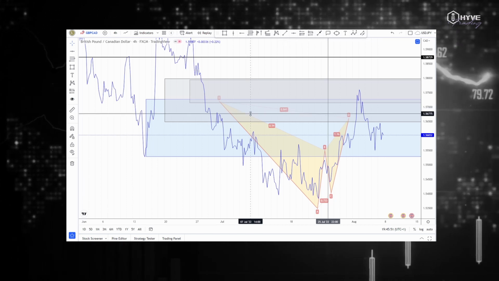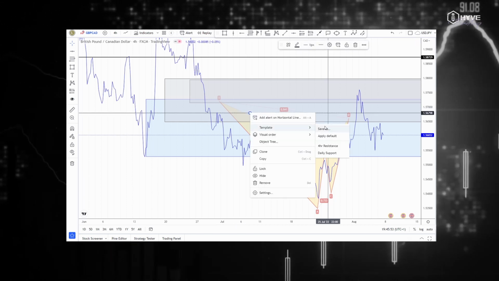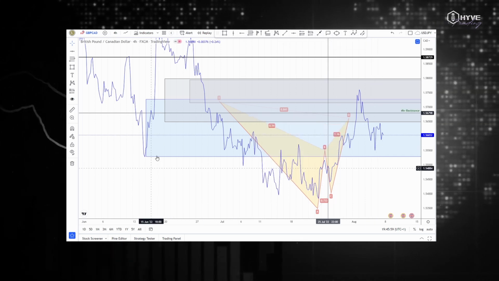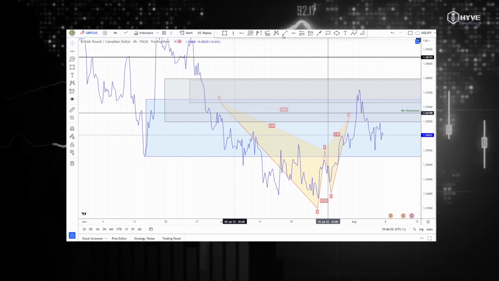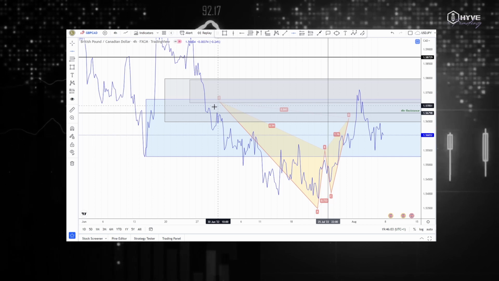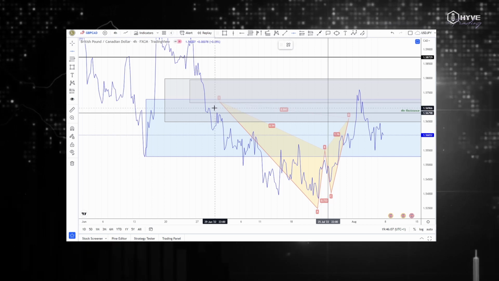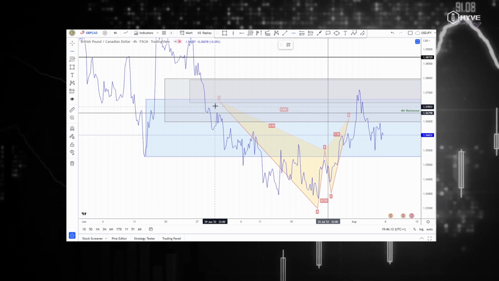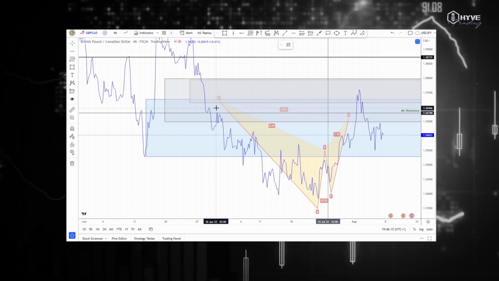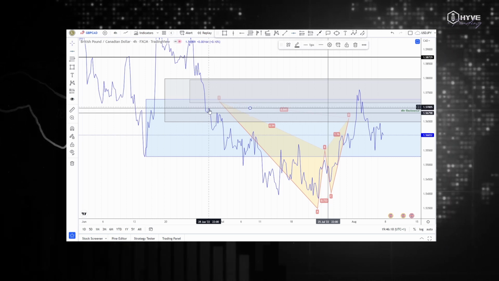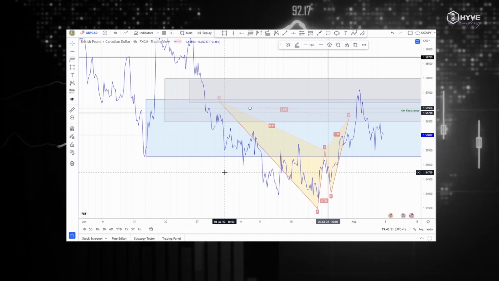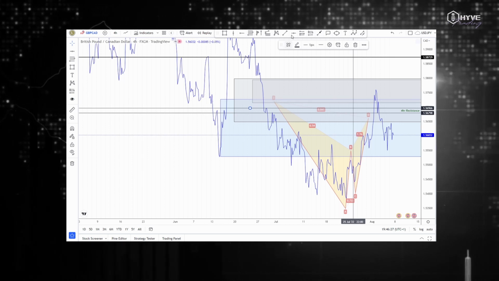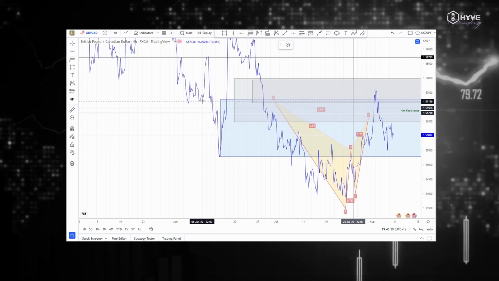So I'll just mark this up like so. 4-hour resistance, and then I think we have another one right around this area. Like so. Yep, because we had this touch right here, and then we had one more around this area, about here.